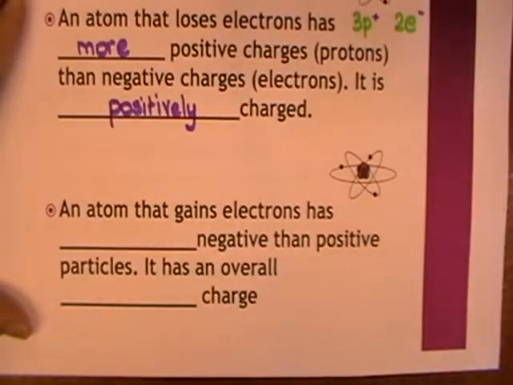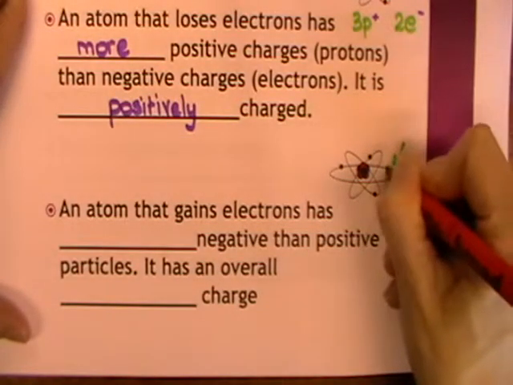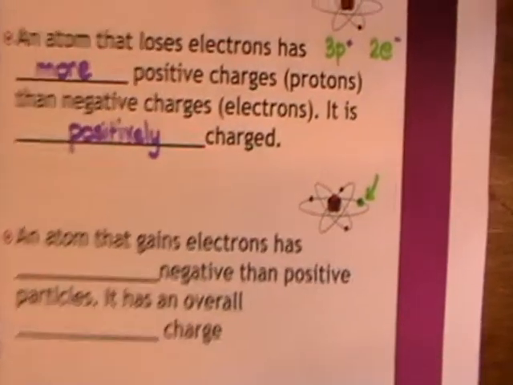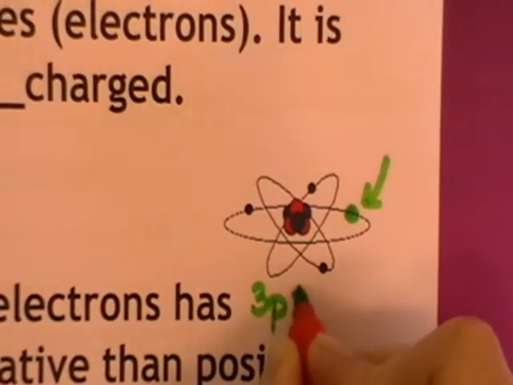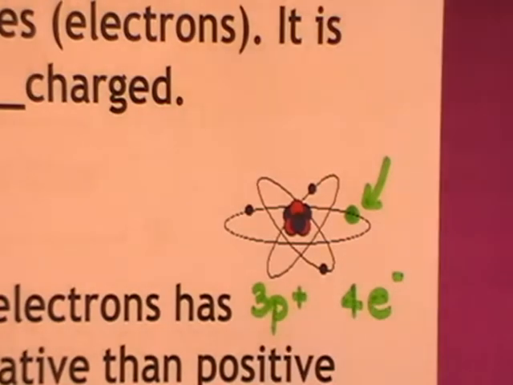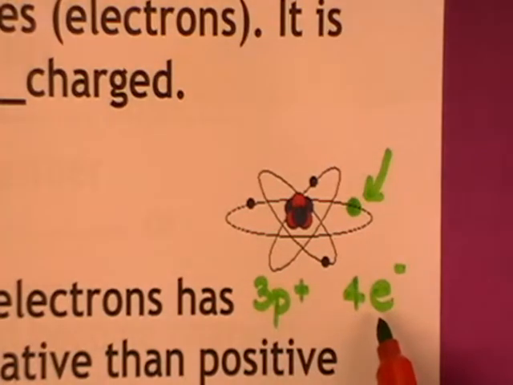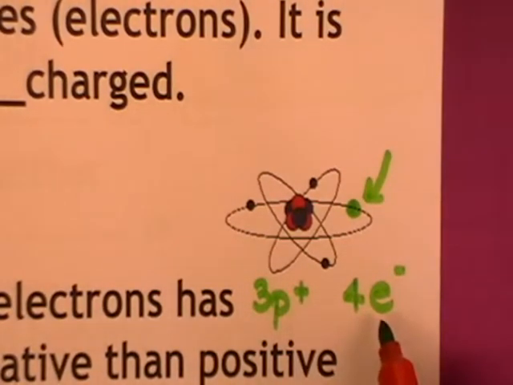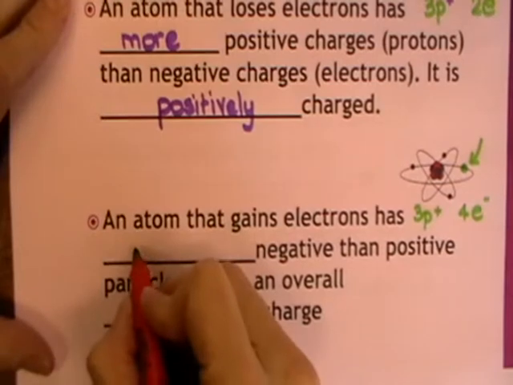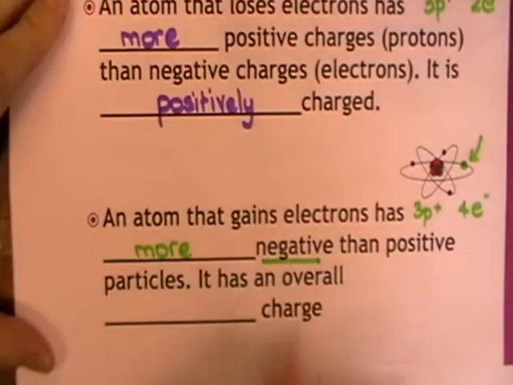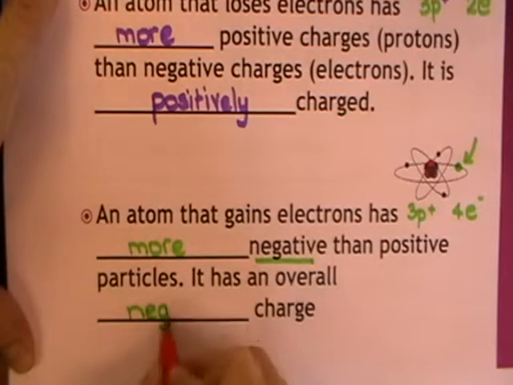However, if you have an atom that gains electrons, so this time if I say this one here has gained an electron, and I just scan in a wee bit to see, it will now have still 3 protons in the middle, but 4 electrons around the outside. So it has got an extra negative charge, and that means it has an overall charge which is negative. So an atom that gains electrons has more negative charges than positive charges, and therefore an overall negative charge.